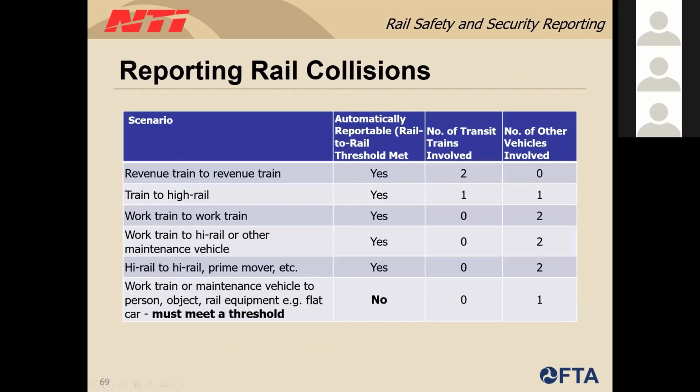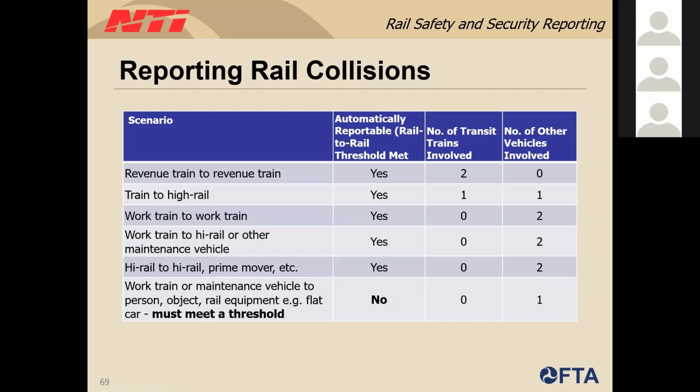This table is designed to assist you in how to report a rail-to-rail collision, showing if the events meet the automatically reportable threshold and the number and types of vehicles to include. When you create a rail collision report, the collision event form requires you to enter how many transit trains are involved and how many other vehicles are involved.